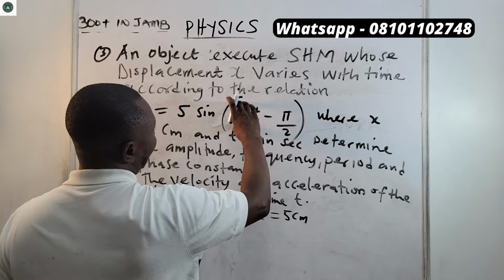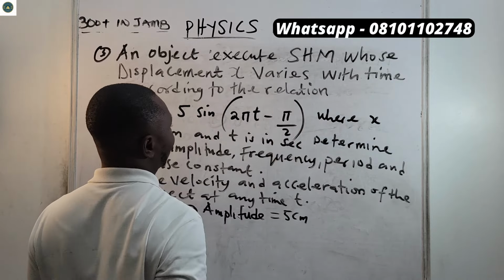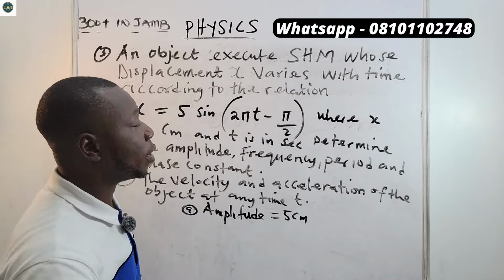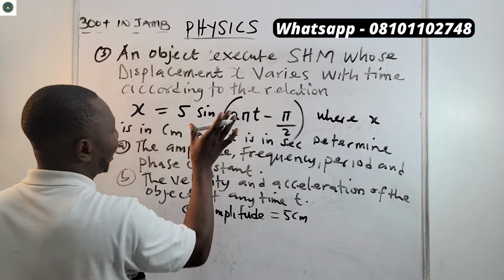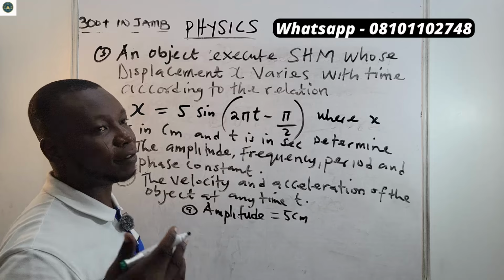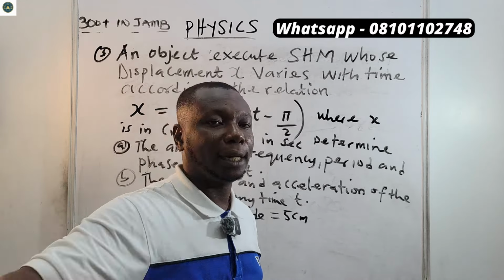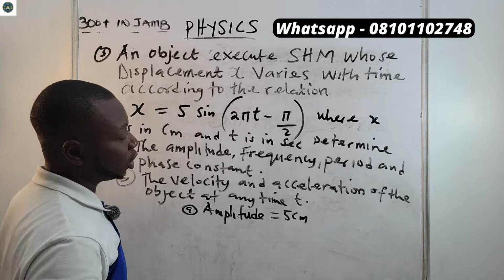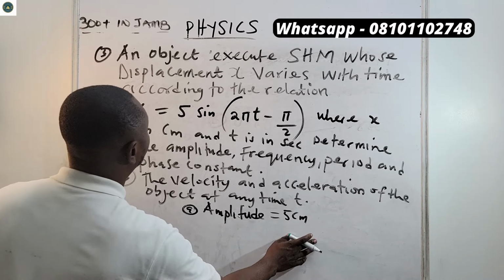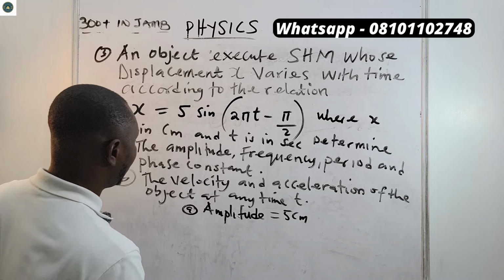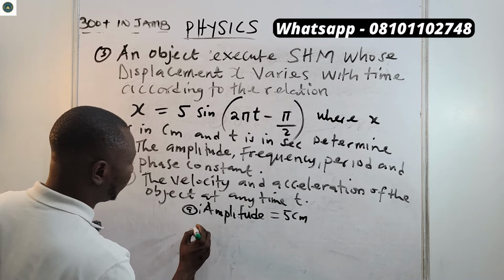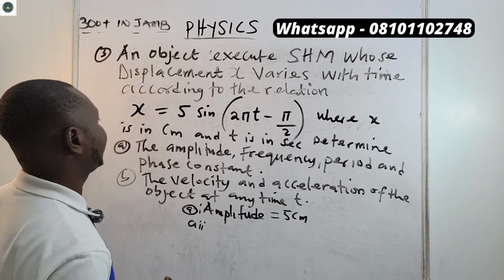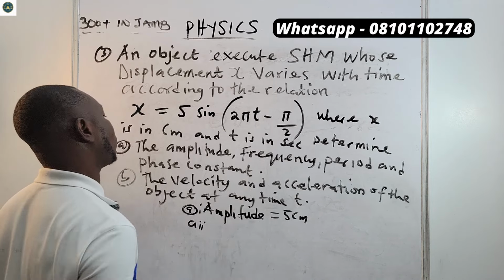This is the harmonic side, and this is the phase constant side, because due to the vibration, there is a sine wave. The sine wave is an alternating quantity, and it's changing with time. So the amplitude is 5 centimeters. Then the next one says we should find the frequency.